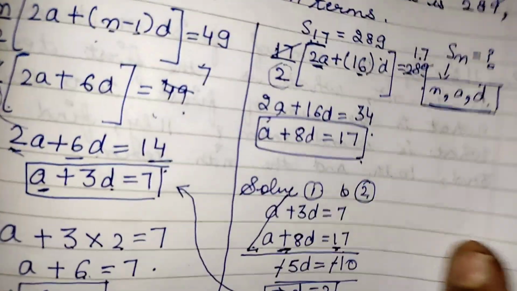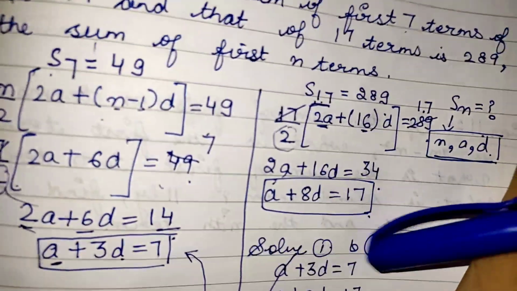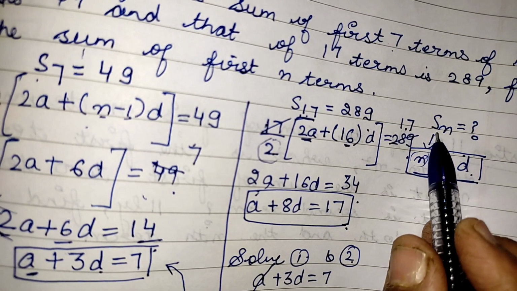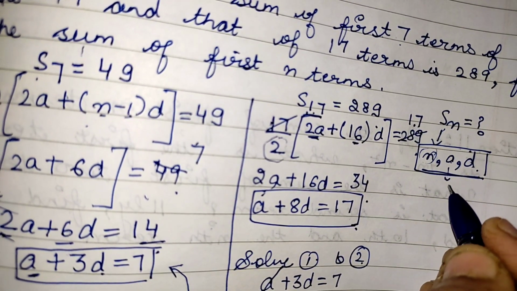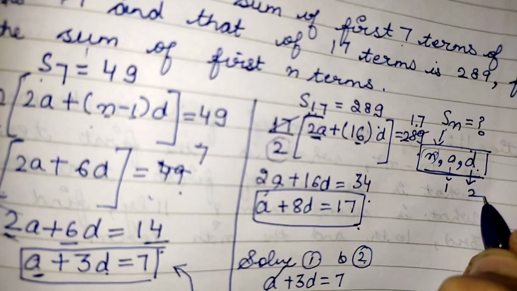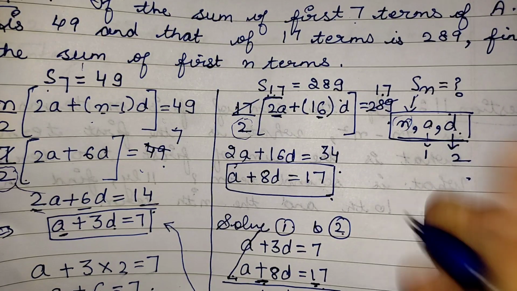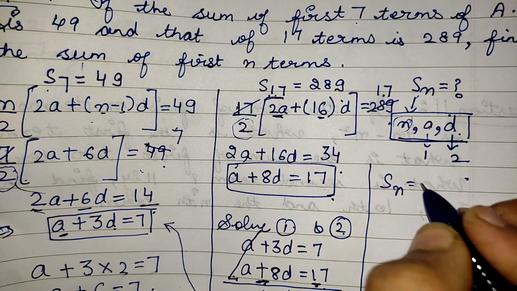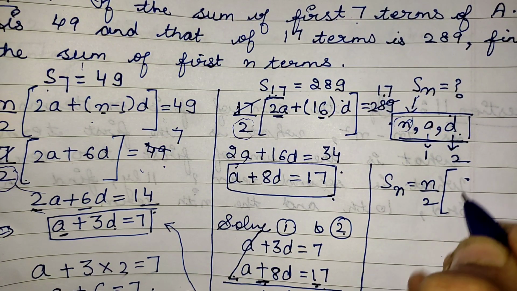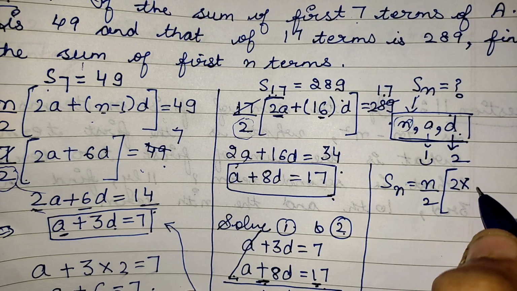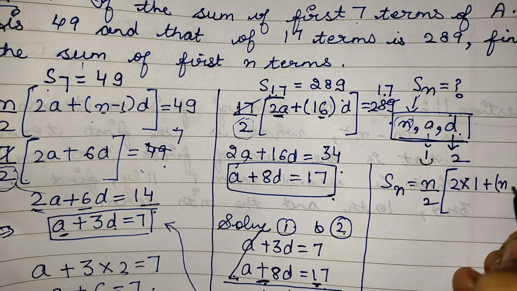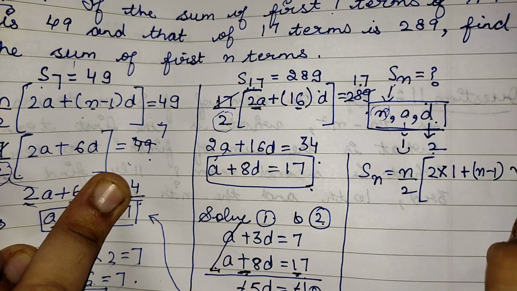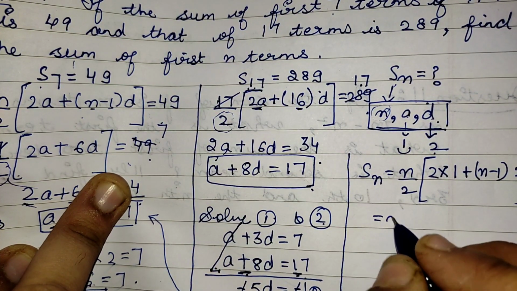So now I have to find out the value of Sn. Sn needs n, a and d. N is n, a is 1, and d is 2. So now put the values and you will get your answer. Sn is equal to n by 2 into 2a, a is 1, plus n minus 1 into d, d is 2. So solve it and get your answer.